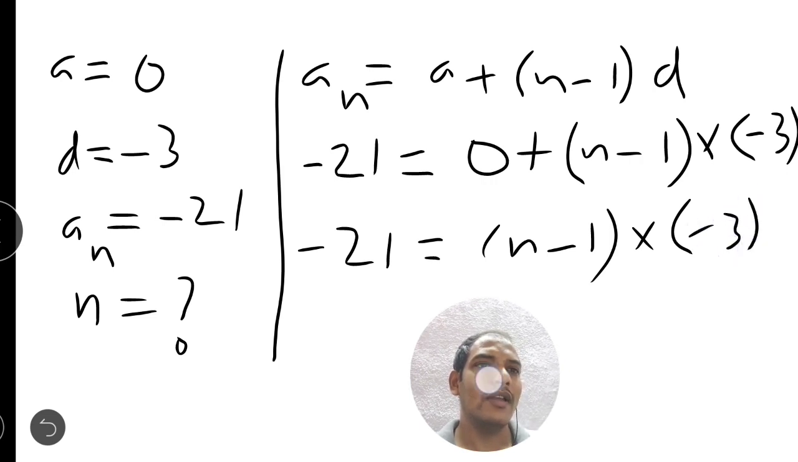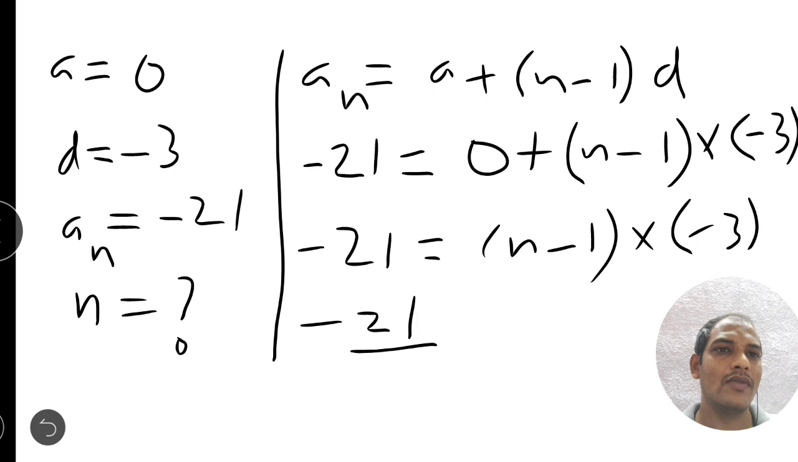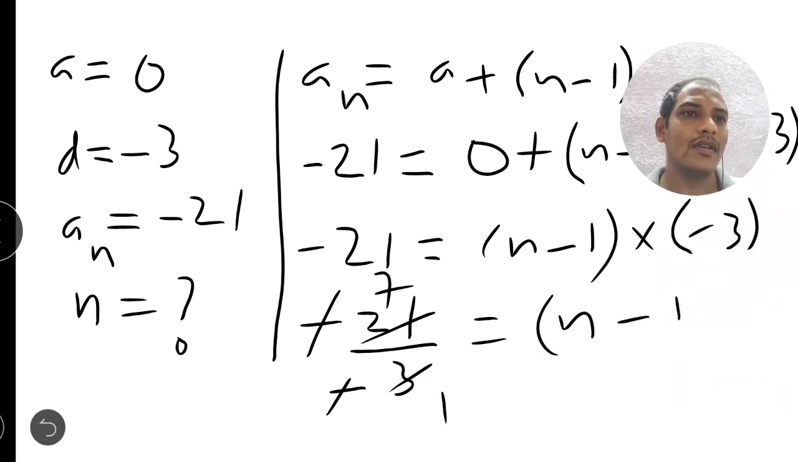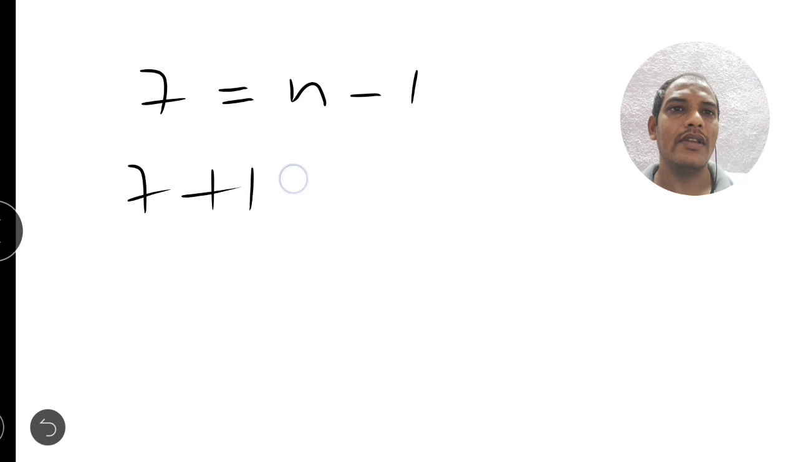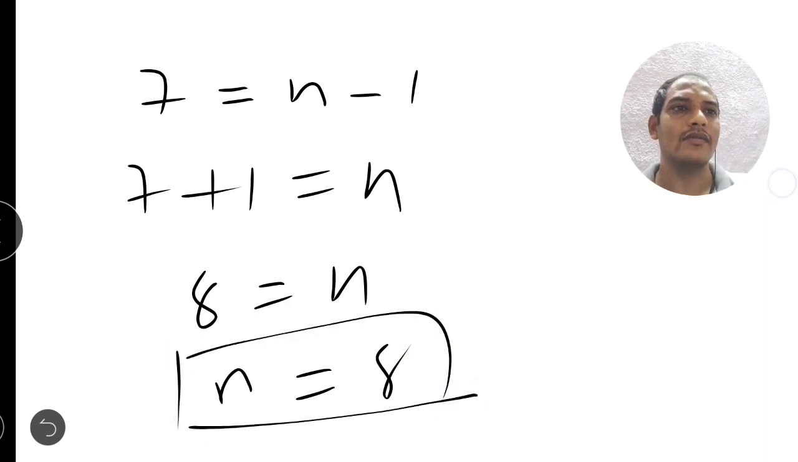Now to get the n value, minus 3 transposes to the left side. Actually minus 3 is multiplying, so when transposing to the left side, it will go to the denominator as it is. So minus minus cancel, 3 sevens are 21. It equals n minus 1. So 7 equals n minus 1, then 7 plus 1 equals n, so 8 equals n. Then the required n value is 8.